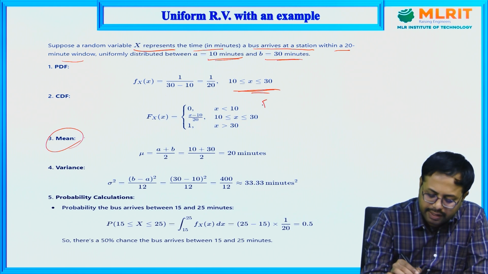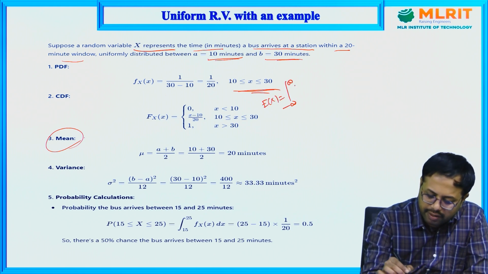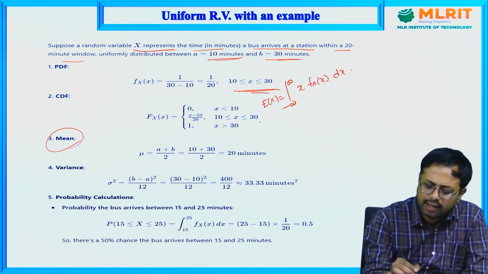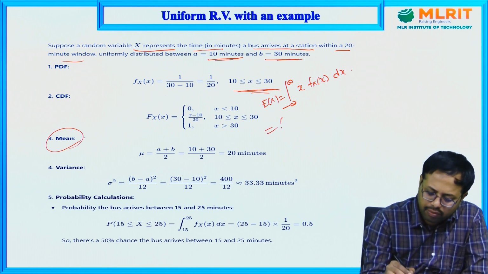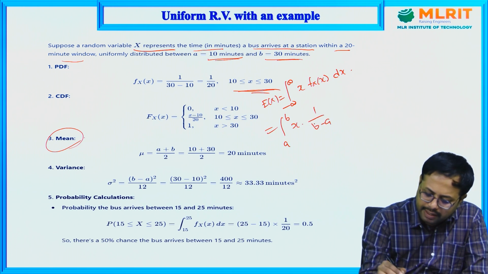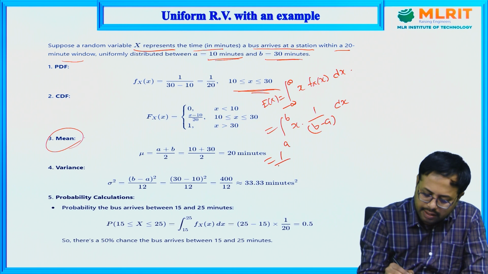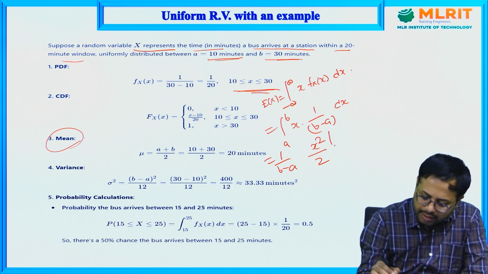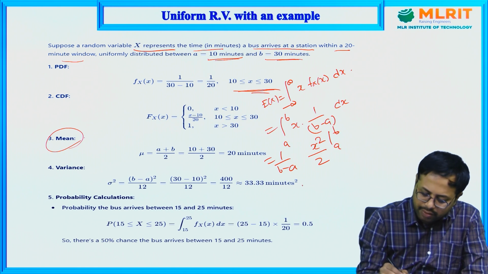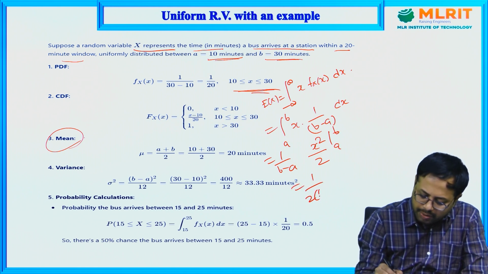Mean is equal to expectation of x, which is the integral from minus infinity to infinity of x into fx of x dx. Here the density function is defined only from a to b, so x into 1 by b minus a into dx. 1 by b minus a is constant, take it outside the integral, then x dx. If you do the integration, x square by 2, from a to b. Then what are you going to get?